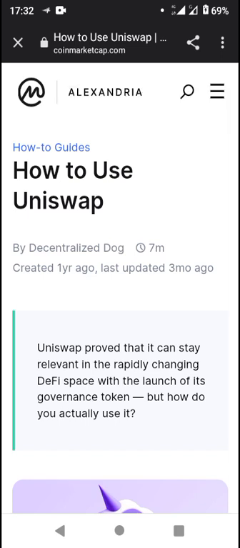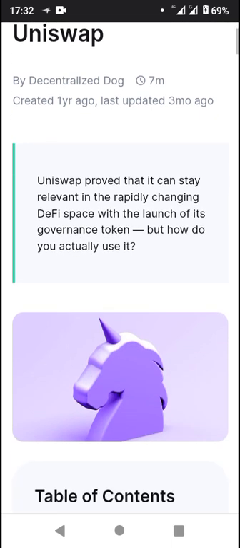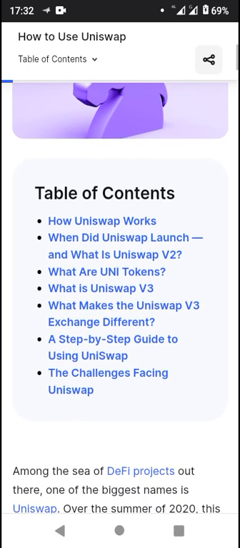So apparently, this article should be beneficial or informative for individuals who do not know how to utilize Uniswap. It is live on the how-to guides on the CoinMarketCap blog. So it says here, these are the table of contents we'll be covering.